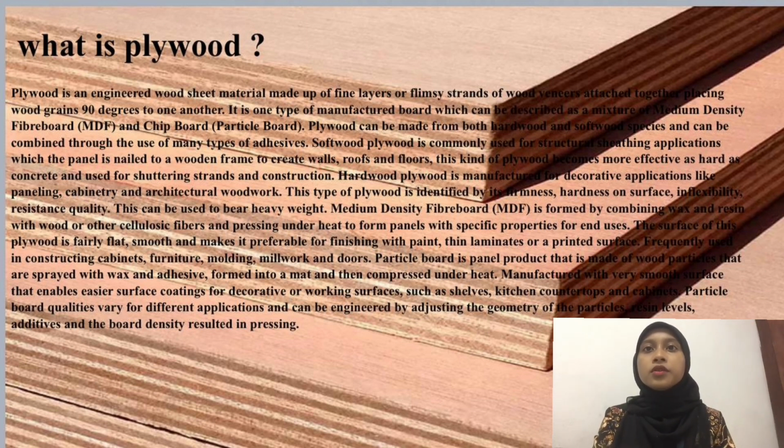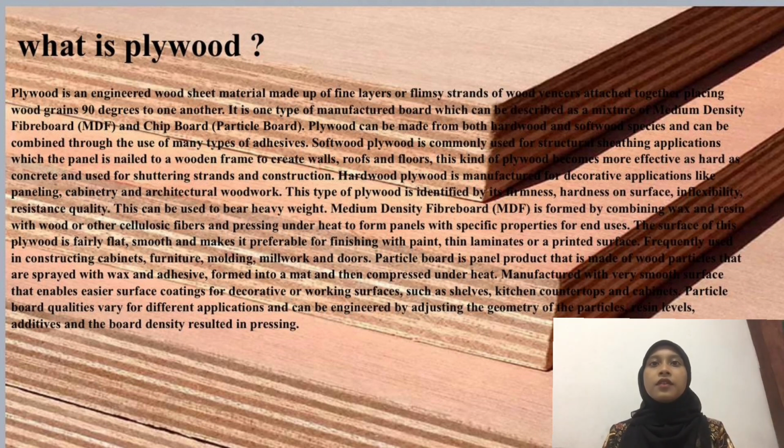Softwood plywood is commonly used for structural sheeting application, in which the panel is nailed to a wooden frame to create wall, roof, and floors. This kind of plywood becomes more effective as hard as concrete and is used for sheltering stress and contraction. Hardwood plywood is manufactured for decorative applications like paneling, cabinetry, and architectural woodwork. This type of plywood is identified by its hardness of surface, inflexible, resistant quality. This can be used to bear heavy weight.